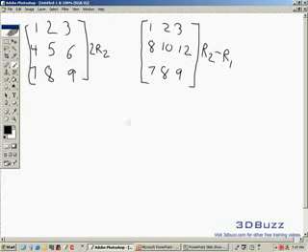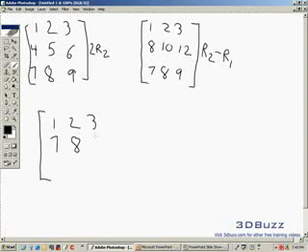So if you do that, you're going to get 1, 2, 3. 8 minus 1 is 7. 10 minus 2 is 8. And 12 minus 3 is 9. And then you have 7, 8, 9 at the bottom. So you have 2 rows that are essentially saying the exact same thing right now. And therefore, that doesn't help you.